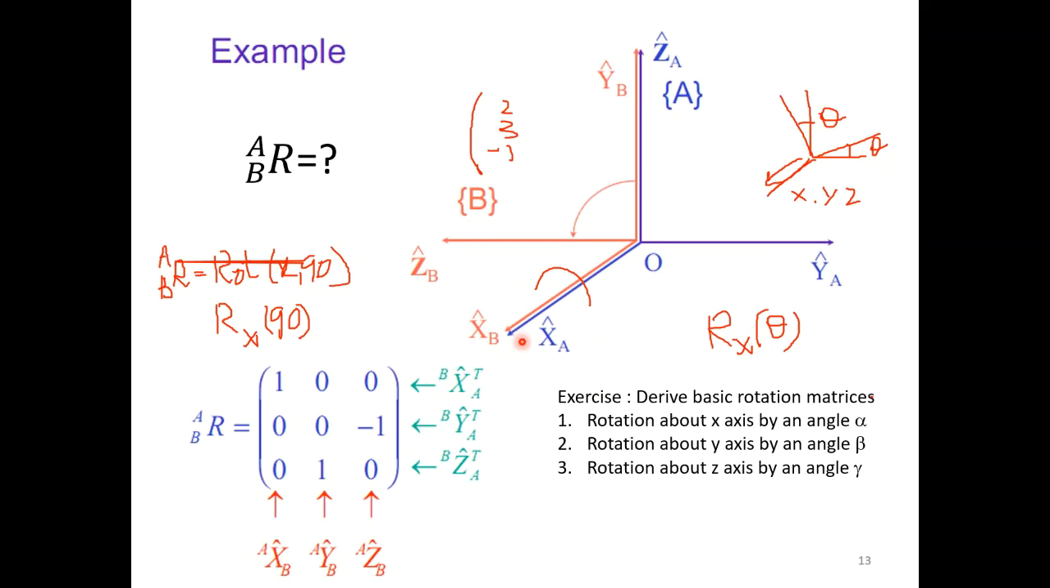Then you will see what is called the basic rotation matrices. The basic rotation matrices for a rotation around the x-axis by an angle alpha, for a rotation around the y-axis by an angle beta, for a rotation around the z-axis by an angle gamma. Okay, these are the basic 3 rotations. Please do this as a homework. Next time I'll check that out.